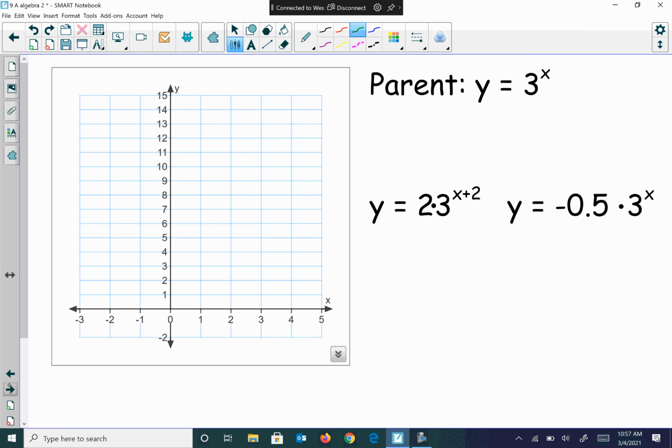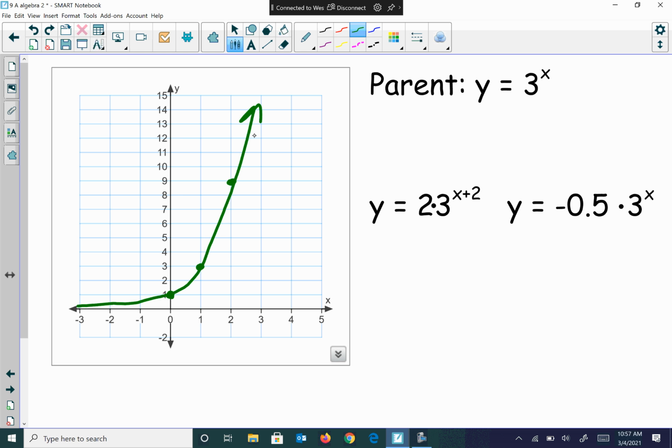So what does 3 to the x look like? Well, same idea. 3 to the 0 is going to be 1. 3 to the first is 3. 3 to the second is 9. 3 to the third is 27, so it's off our graph.